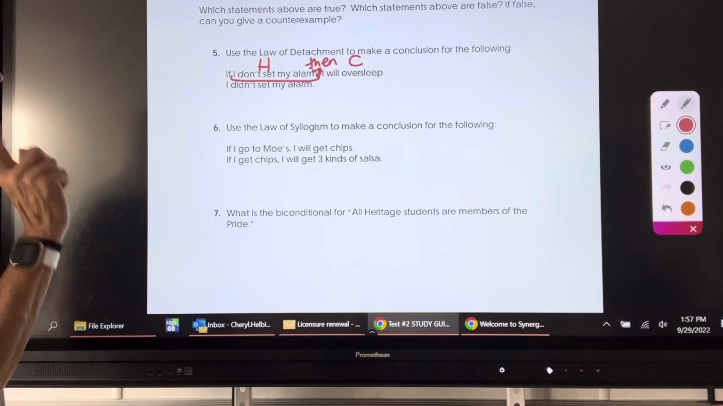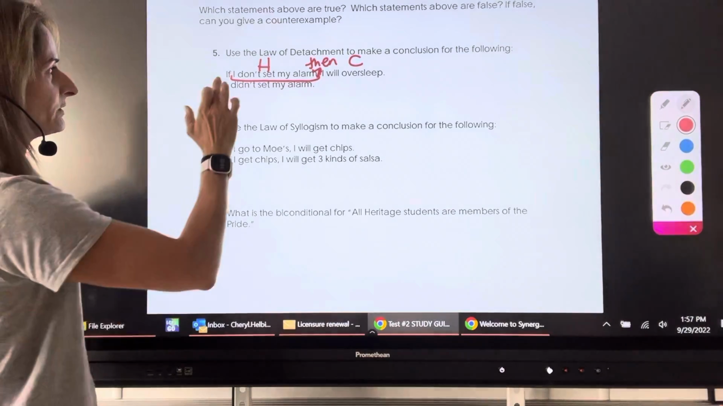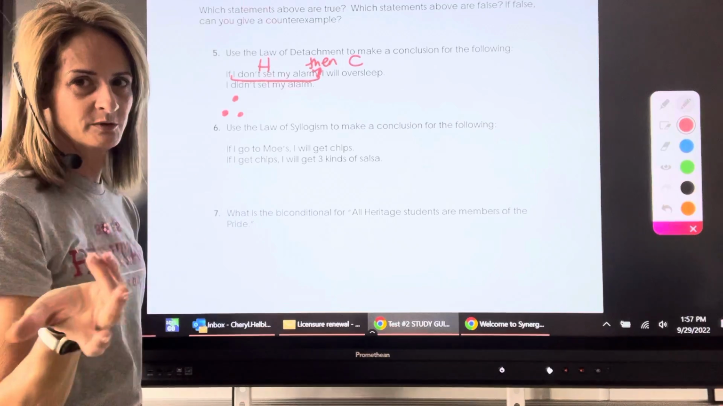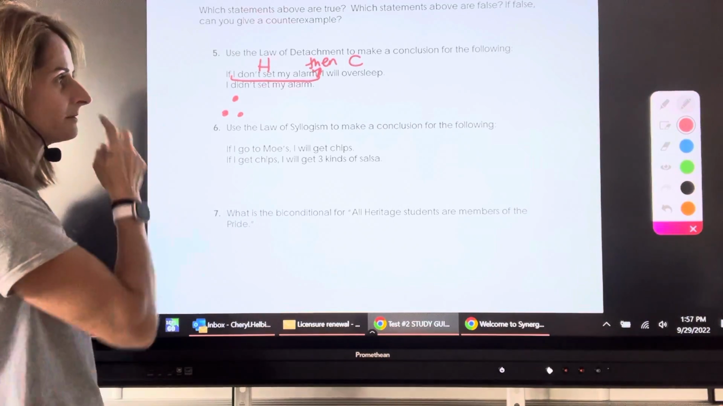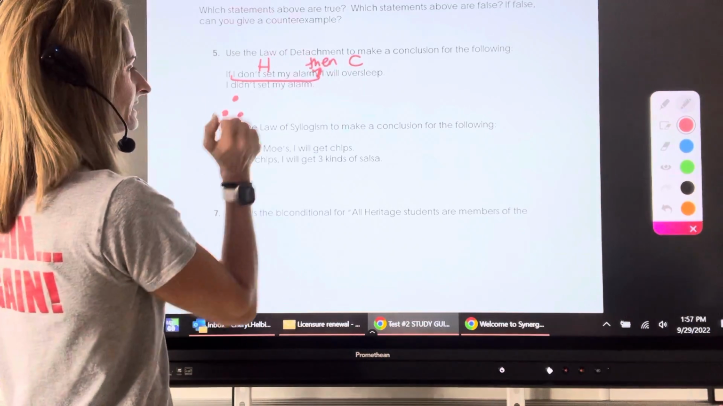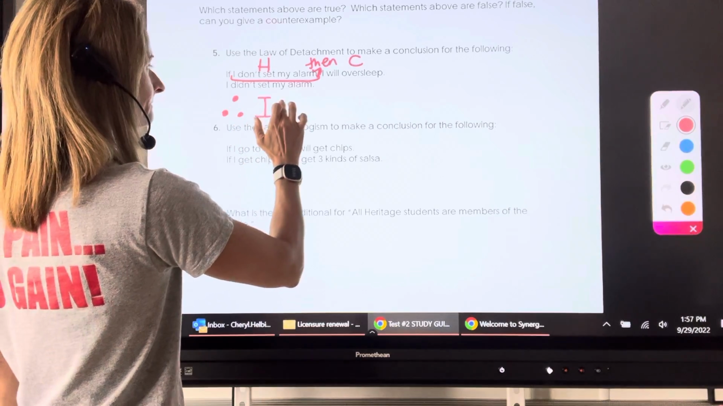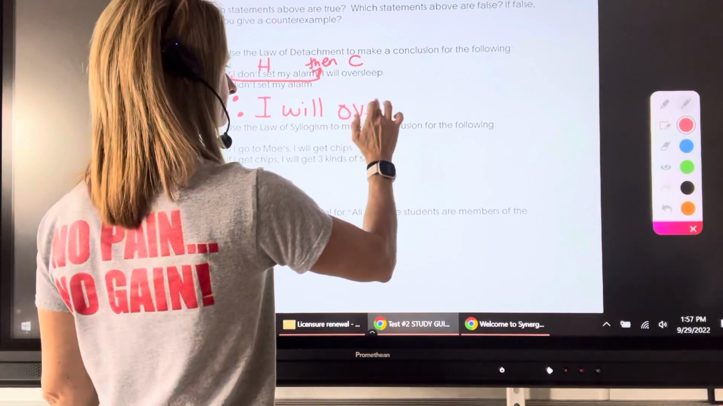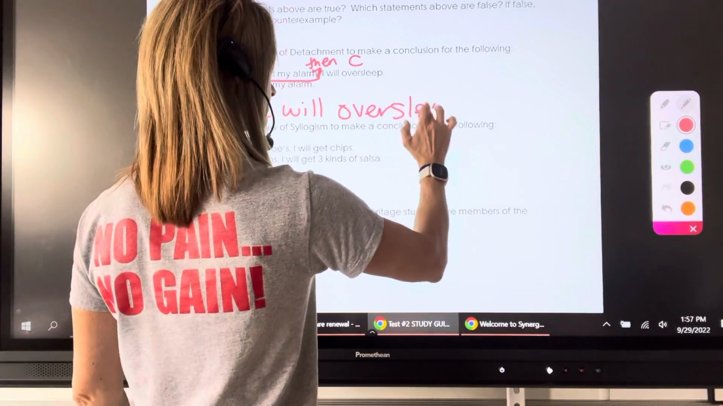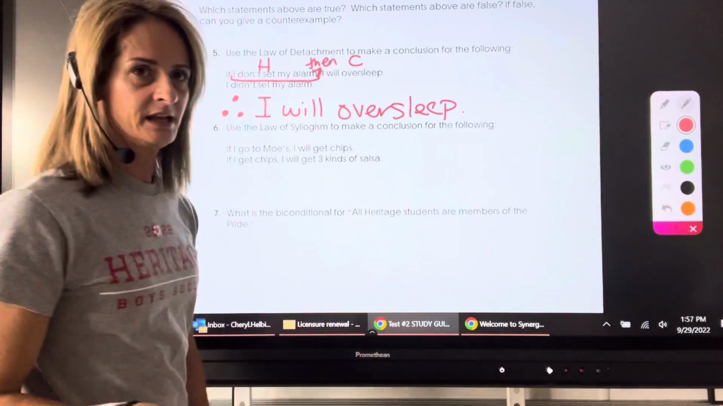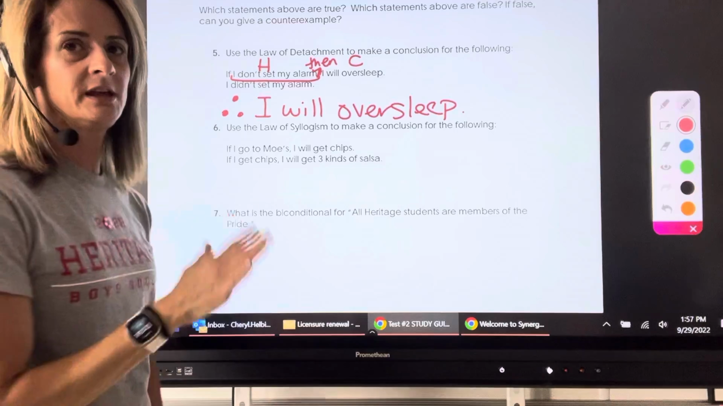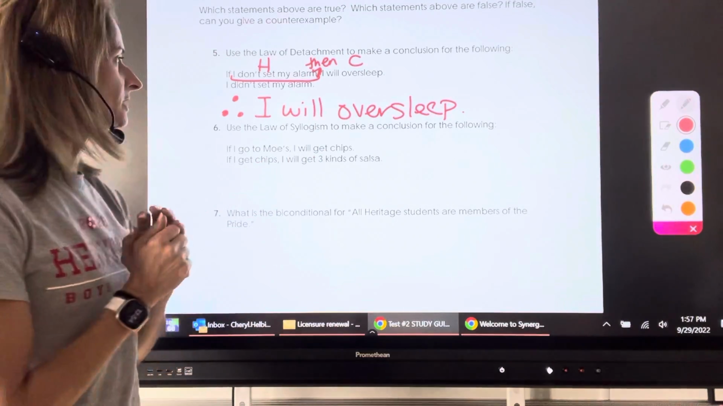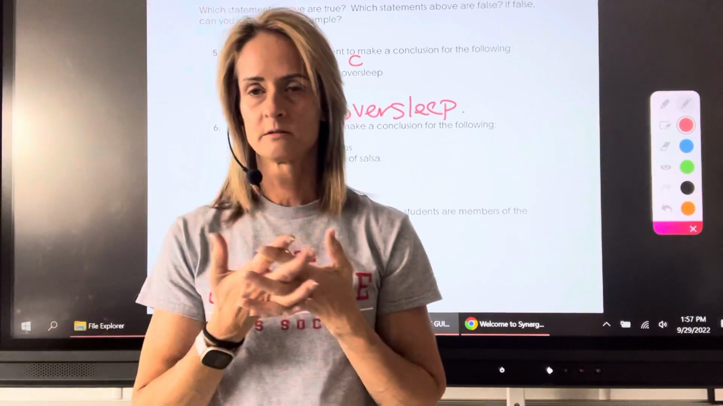So the one thing you have to be careful about is when you're writing your conclusion, you can write the word therefore, you can write the 3 dots. Most people like the 3 dots. Therefore, I will oversleep. You're just stating the conclusion. You are not putting the then in. You're not writing anything about the alarm. It's just stating the conclusion. Any questions on the law of detachment?